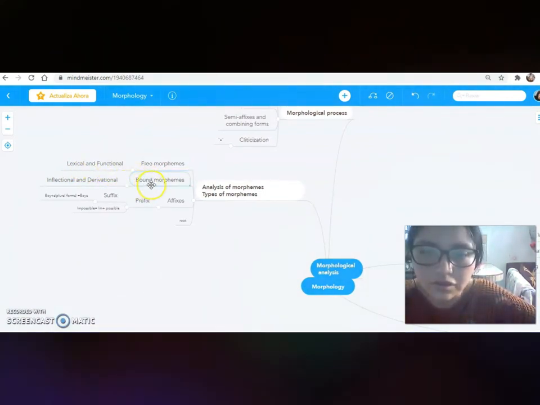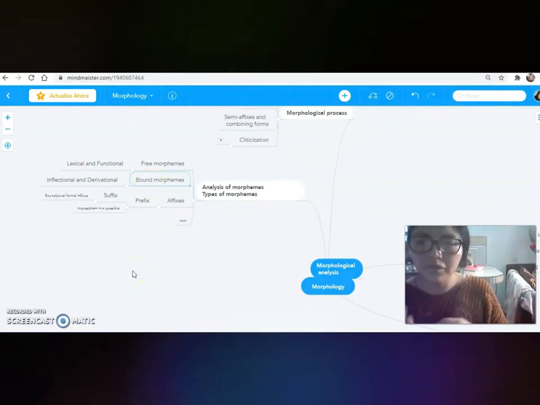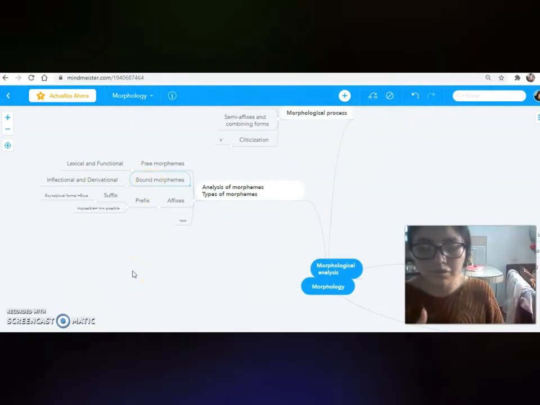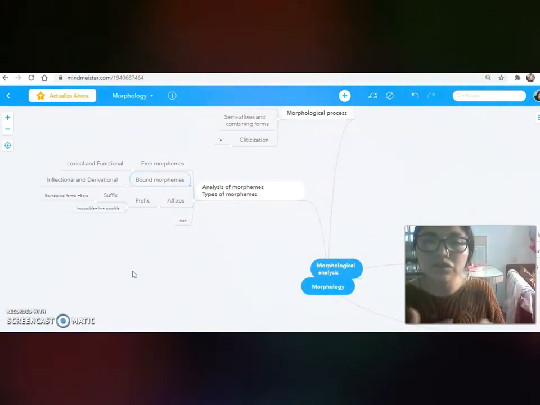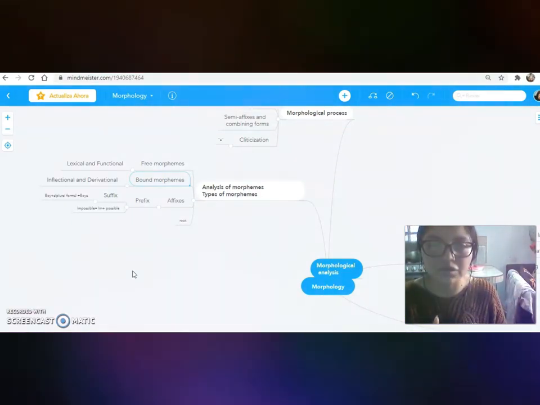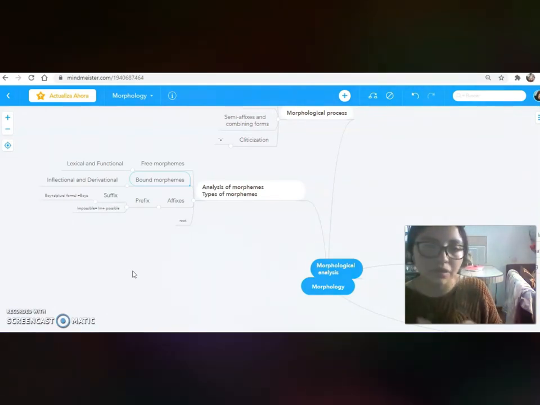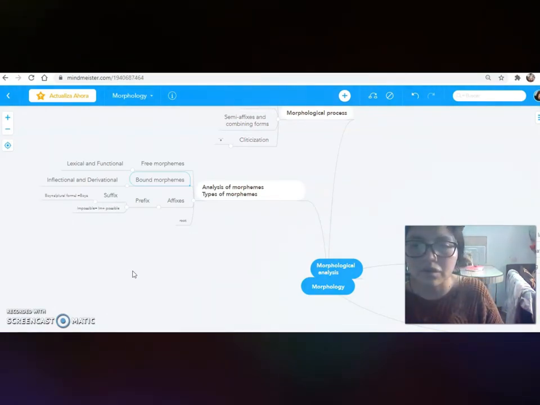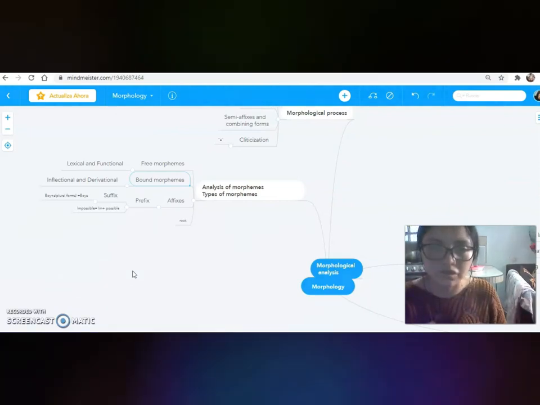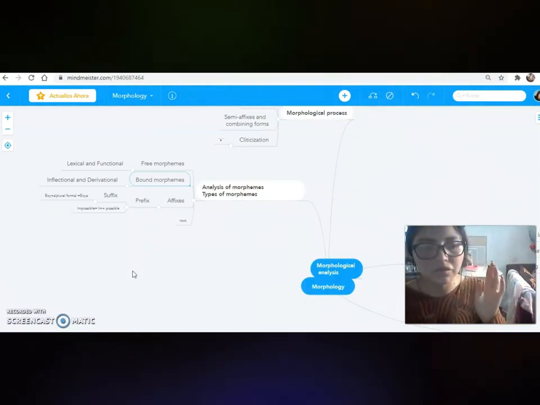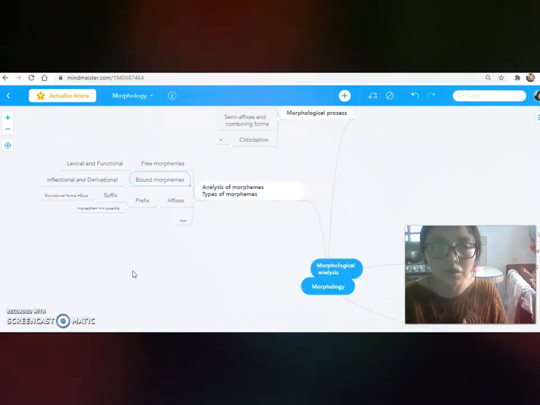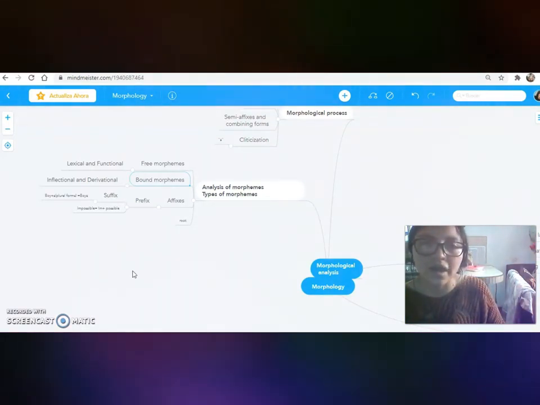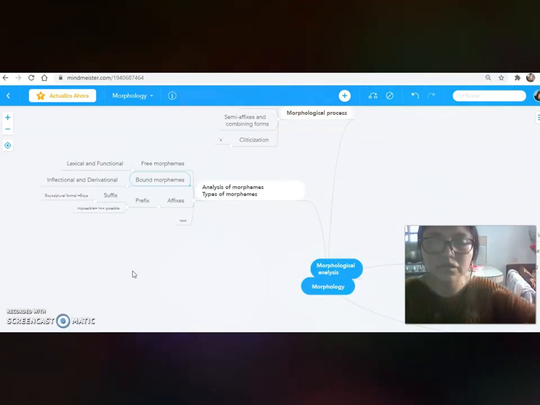Bound morphemes also have types. One of them is inflectional morphemes. Inflectional morphemes are those morphemes that are used to indicate the aspect of the grammatical function of a word. And the second type of bound morphemes is derivational morphemes. Derivational morphemes can change the category of the word when added to the free morpheme.